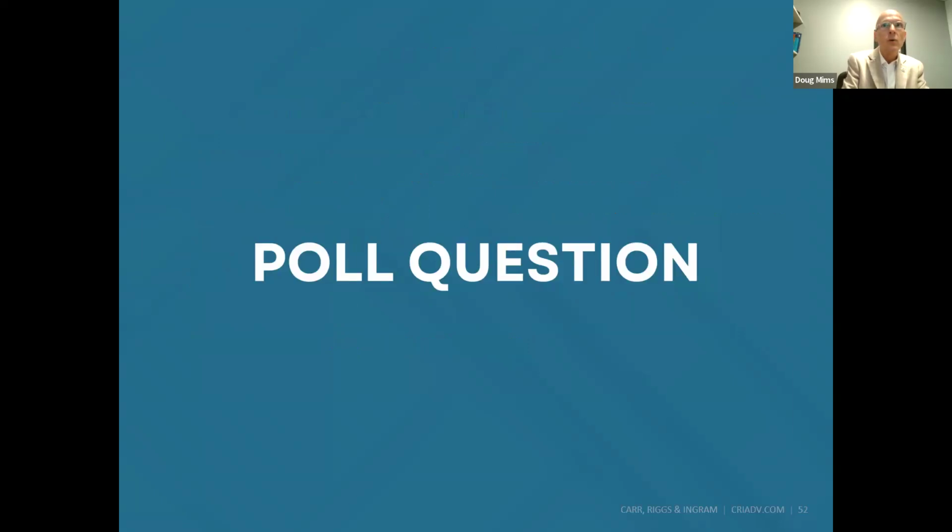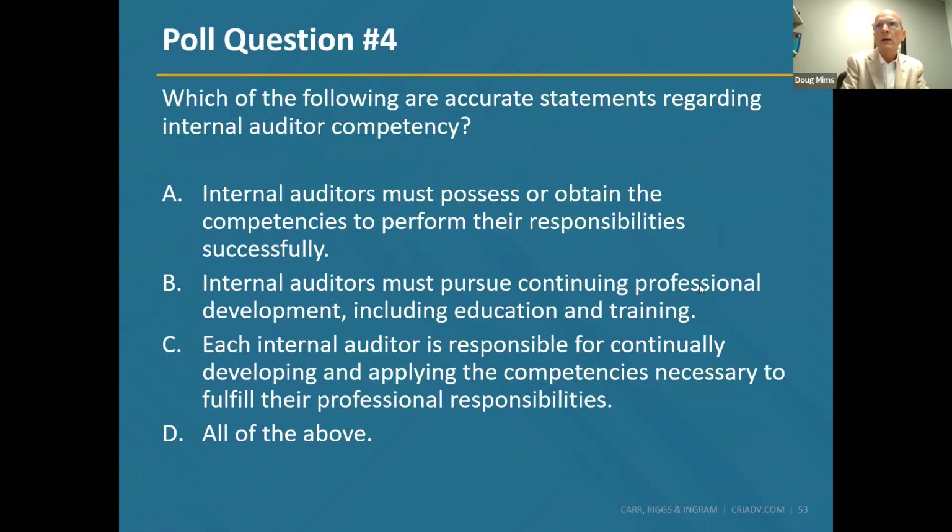Okay. Poll question. We're actually hitting this on pretty good time. So, which of the following are accurate statements regarding internal auditor competency? So, which of these are true? Internal auditors must possess or obtain the competencies to perform their responsibilities successfully. Internal auditors must pursue continuing professional development, including education and training. Each internal auditor is responsible for continually developing and applying the competencies necessary to fulfill their professional responsibilities. Is it any one of those, or is it all of them?